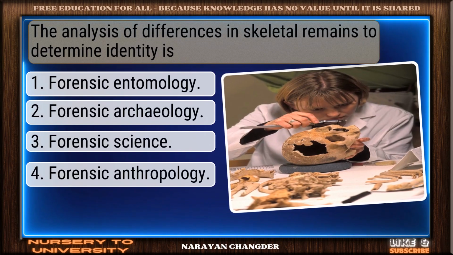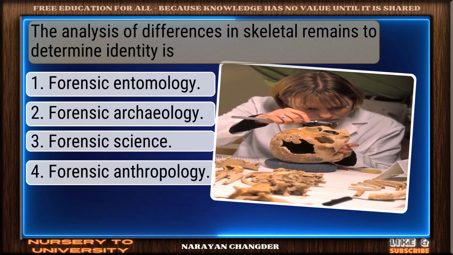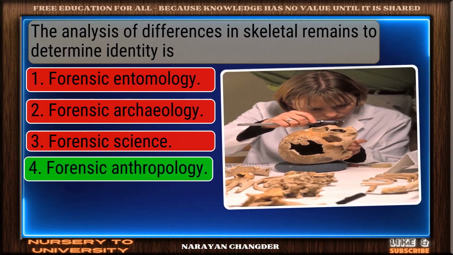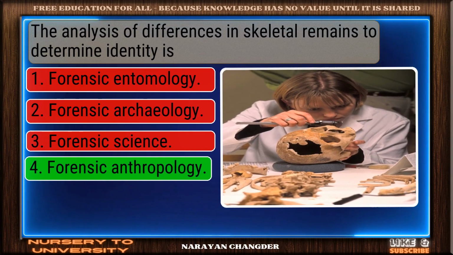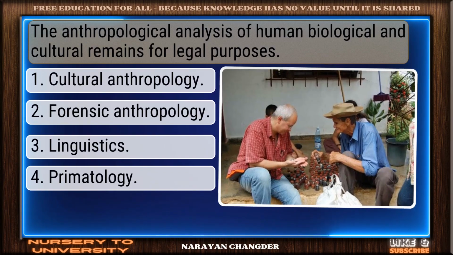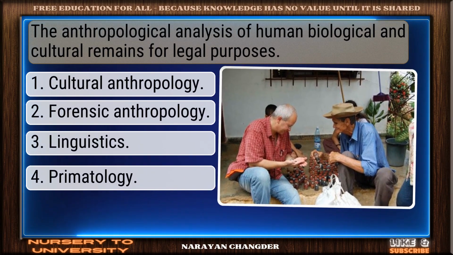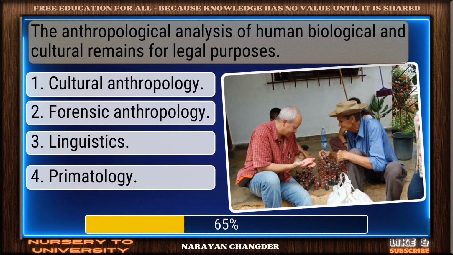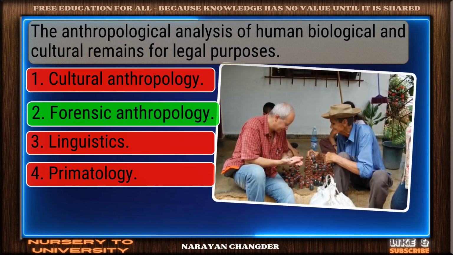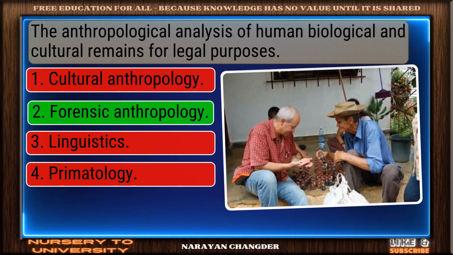The analysis of differences in skeletal remains to determine identity is... On track. Forensic anthropology is the correct answer. The anthropological analysis of human biological and cultural remains for legal purposes. You chose forensic anthropology, and it is correct.